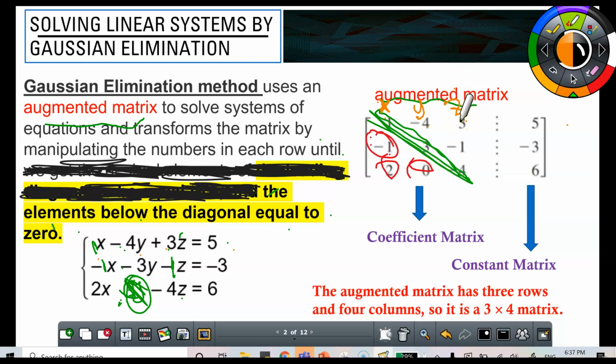Okay, so here we just transform the system of equations with variables into the matrix without variables and the equal sign. And this matrix is called an augmented matrix.